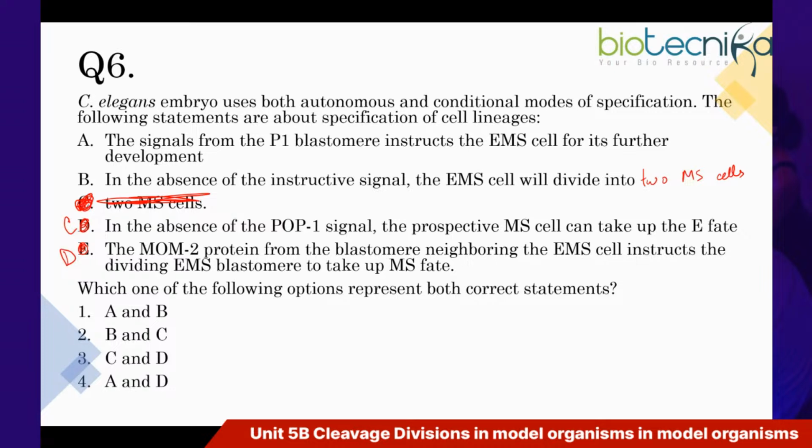C. elegans embryo uses both autonomous and conditional modes of specification. So the following statements are about specification of cell lineage. Signals from P1 blastomere instructs EMS cell for its further development.